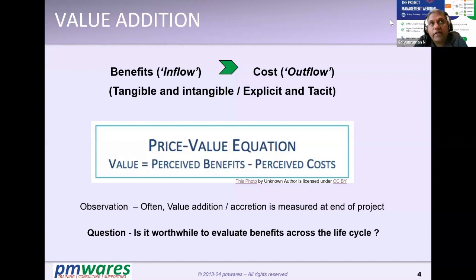When the product is ready, tested, and to be delivered, what value did I create out of this at the end of the project? Sometimes it may become too late for you to do corrective actions if you do this value measurement at the end of the project. That is where things have changed.